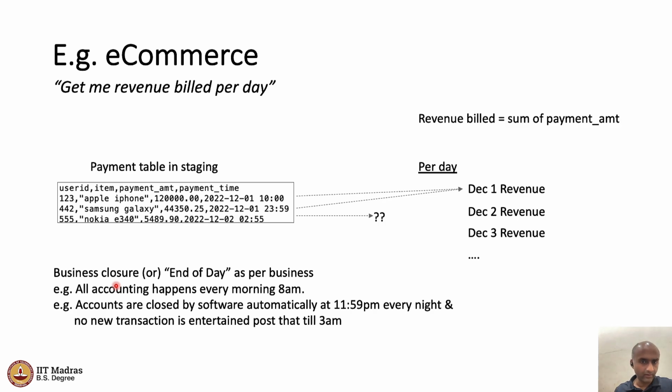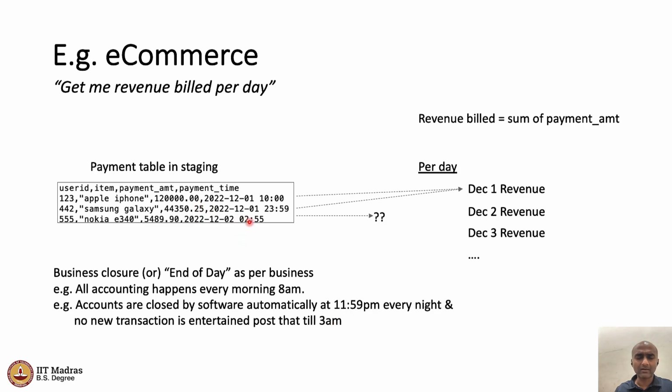Many businesses actually still operate in that manner, right? Accounting happens at a particular time. If it's software driven, sometimes it's 2 a.m., sometimes it's 5 a.m. It's very, very rarely exactly at 12 midnight. So there is a big difference, right, between what we assume as technical developers of data pipelines versus what business actually demands. So the other scenario could be accounts are closed by software automatically at 11:59, and then in which case the accounts could mandate, right, that there is no new transaction that gets entertained until 3 a.m.